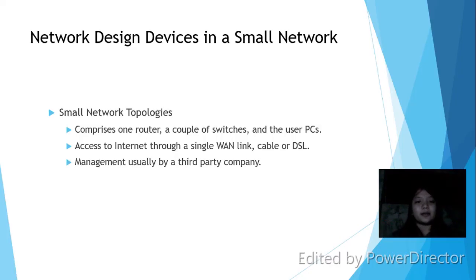Network design: devices in a small network. Small network topologies comprise one router, a couple of switches, and the user PCs. So you will just have one router, a couple of switches, or two routers, and user PCs. Access to the internet is through a single WAN, or wide area network, link, cable, or DSL. Management is usually by a third-party company.